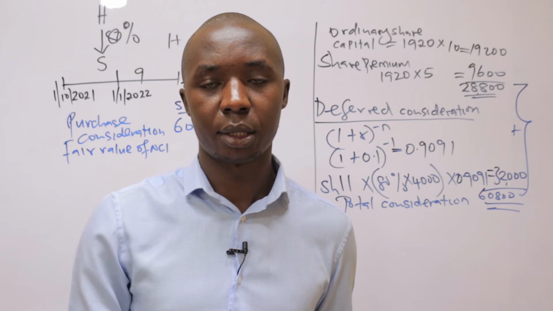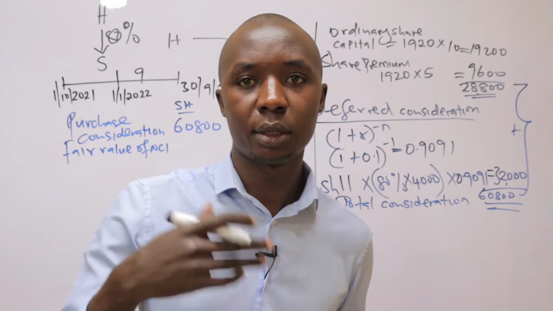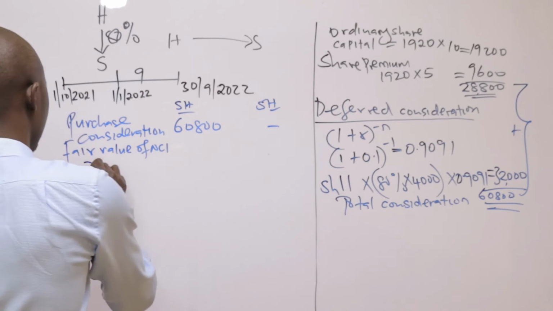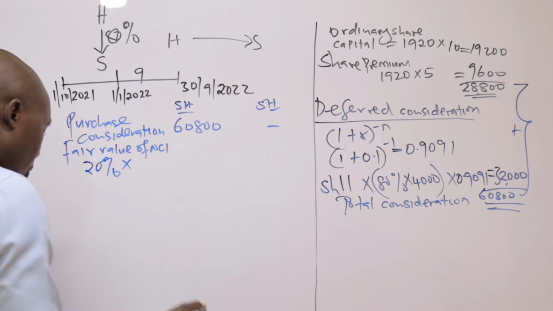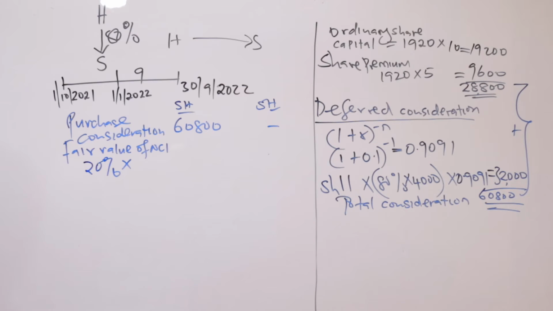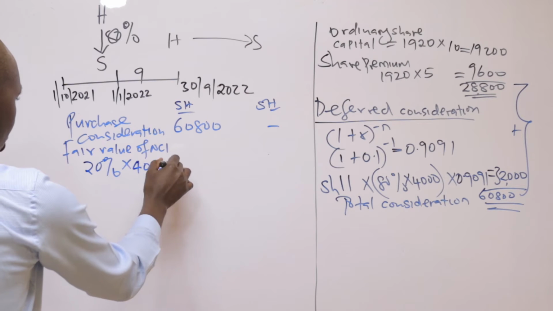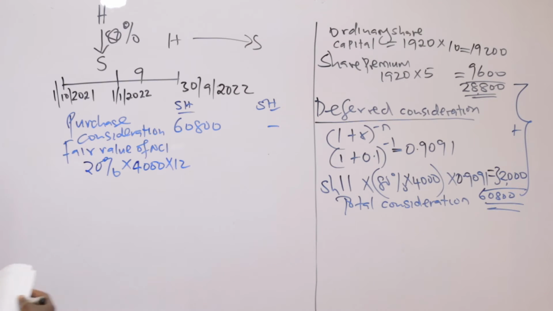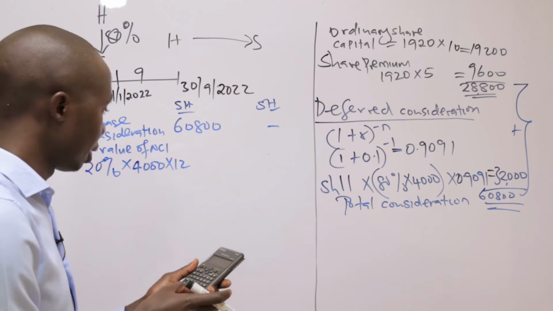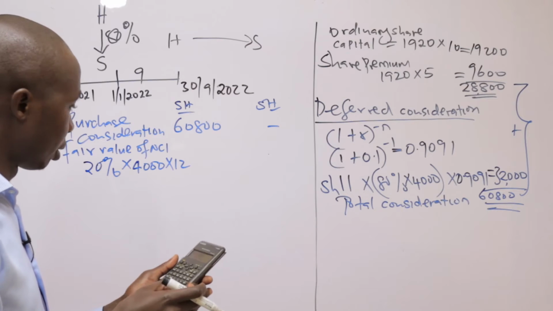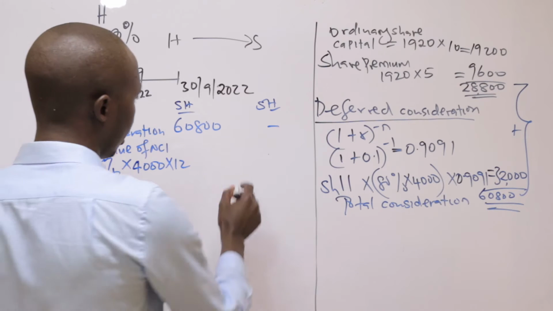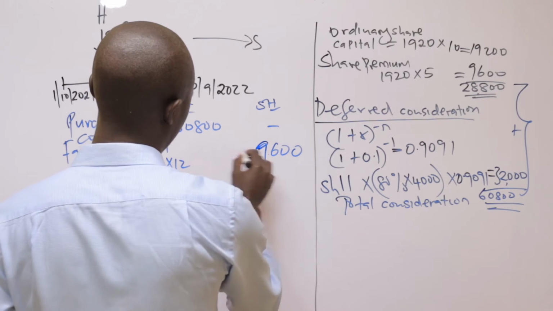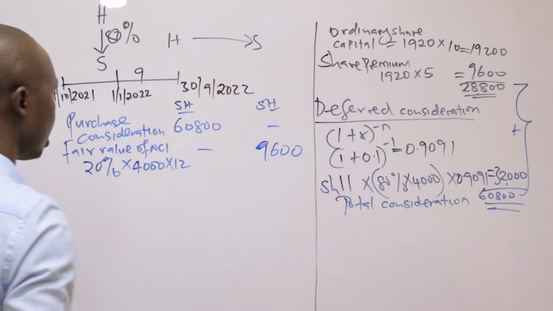So for us to get the fair value of the NCI, we just take the percentage of the NCI, which is 20%. We multiply with the ordinary shares, which was given. The number of shares was 4,000. Then we multiply with that price, which is 12. So 20% times 4,000 times 12. So this is 9,600.